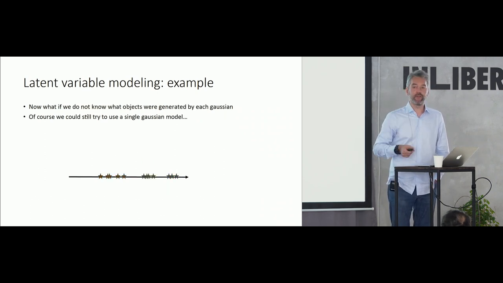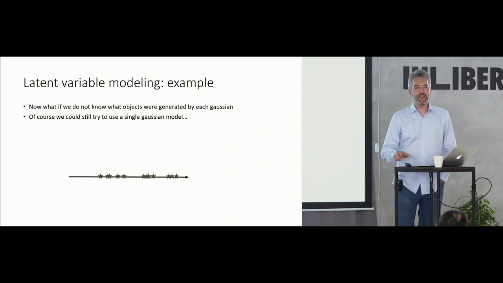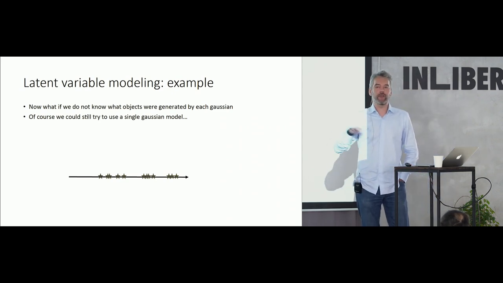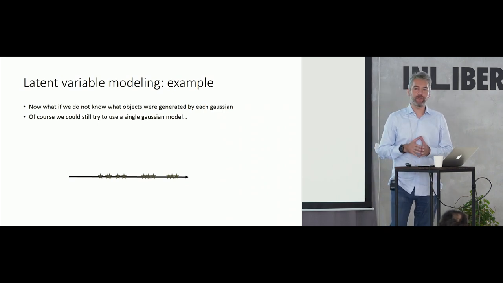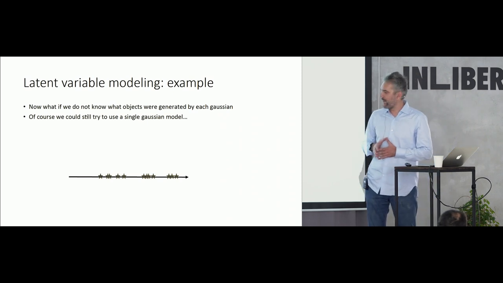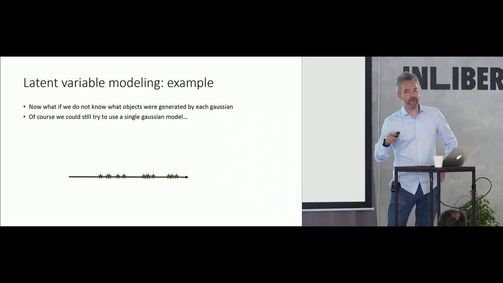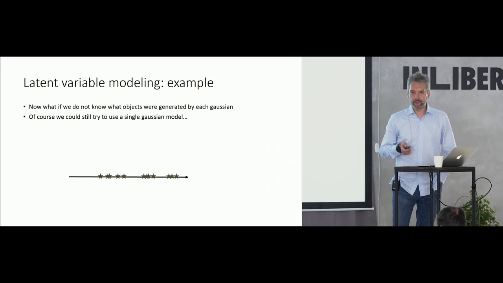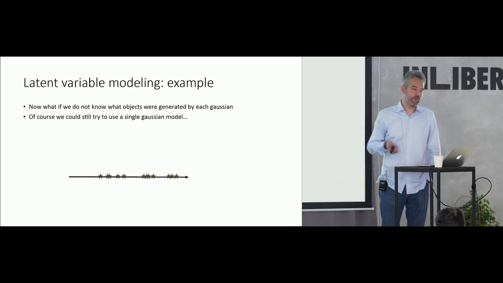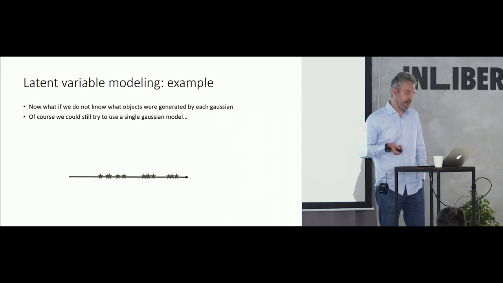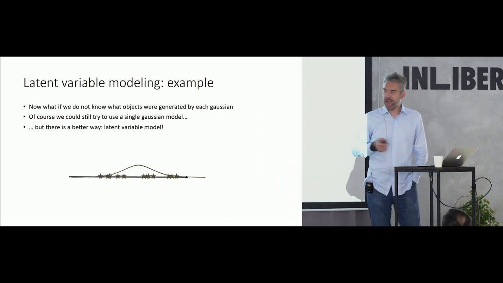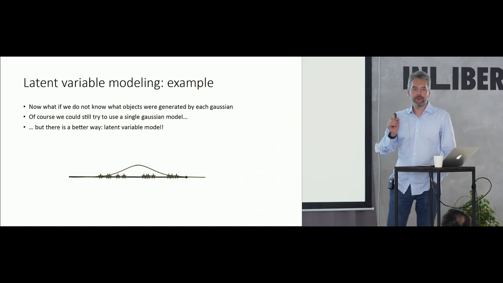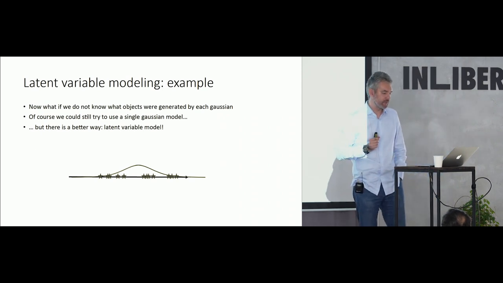And now the third formulation, almost the same. We still have objects which were generated from one of the three Gaussians, but the only problem is that we do not know which object was generated from which Gaussian. So obviously, we cannot reduce this problem to the previous one, and what can we do? Well, the most straightforward answer is that we can still try to fit one single one-dimensional Gaussian into this data and obtain something like this, using closed-form maximum likelihood equations.